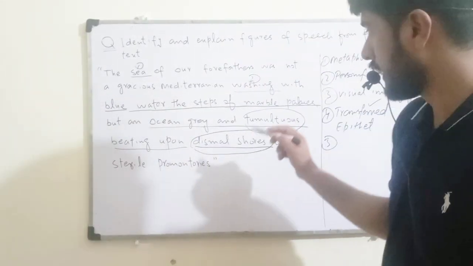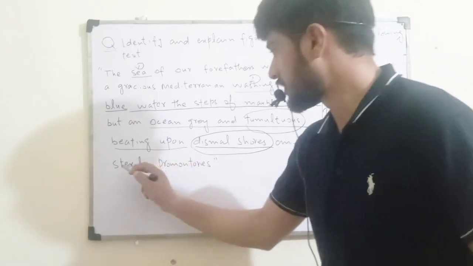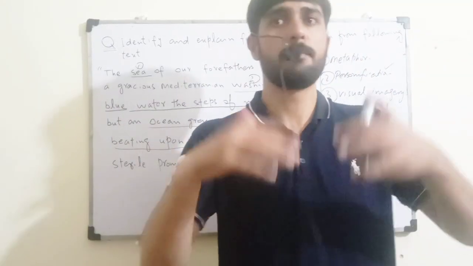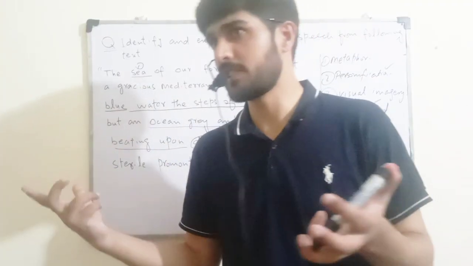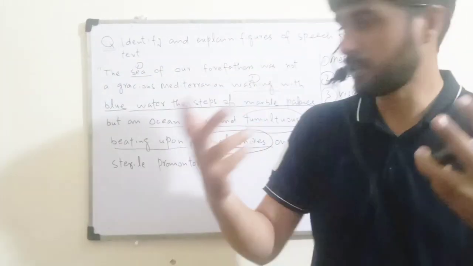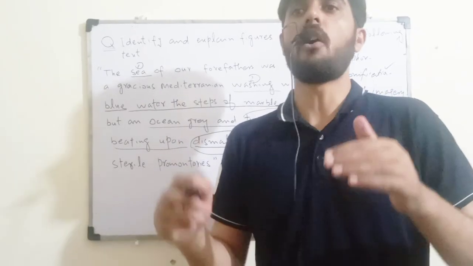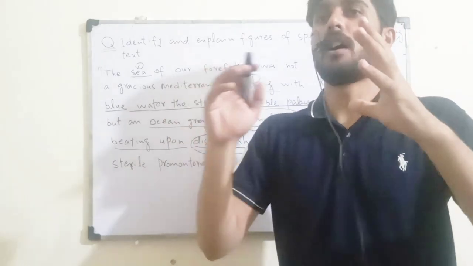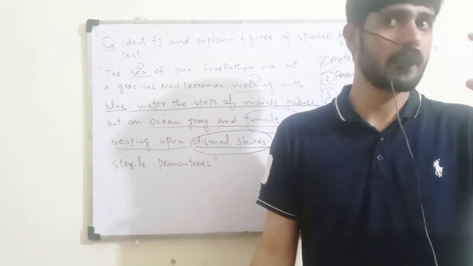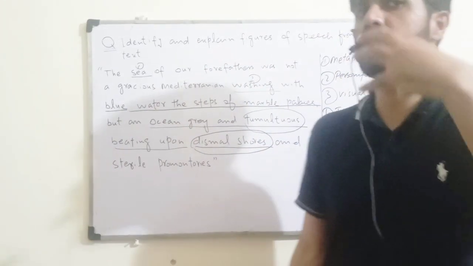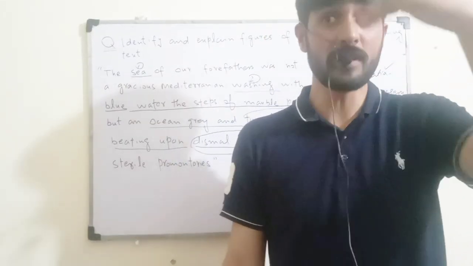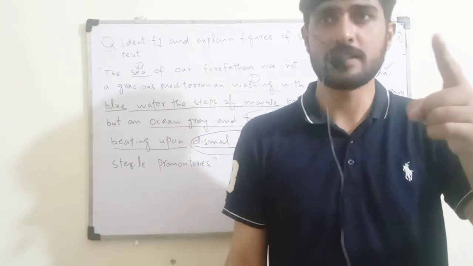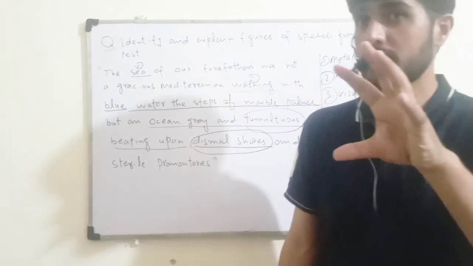So here again, dismal shores and sterile promontories. Sterile means bare, barren. Promontories are called cliffs; the meaning of promontories is cliffs. Now we generally cover this entire text: non-human characteristics or actions are given to humans, and human actions and characteristics are given to a non-human object, that is ocean or sea.